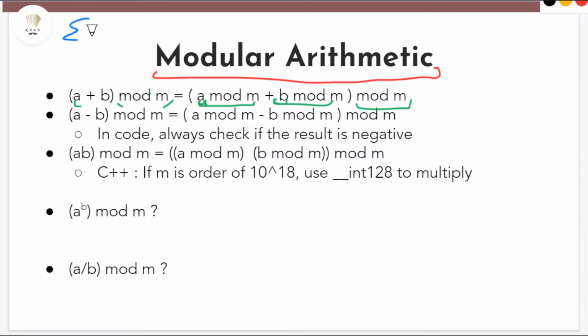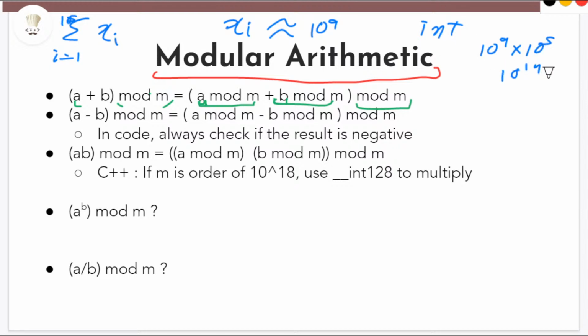Let's say we want to add some numbers, xi's from i is equal to 1 to 10 to the power 5, and each xi is of the order 10 to the power 9, right? And we are summing this up in an int format, right? So 10 to the power 9 into 10 to the power 5, this is the largest sum that we can get here, right? That is equal to 10 to the power 14, which is greater than 2 into 10 to the power 9, which is the int limit. So of course this will overflow, right?